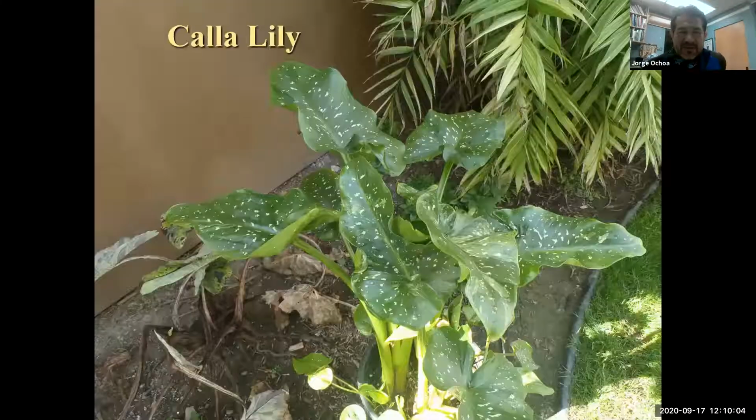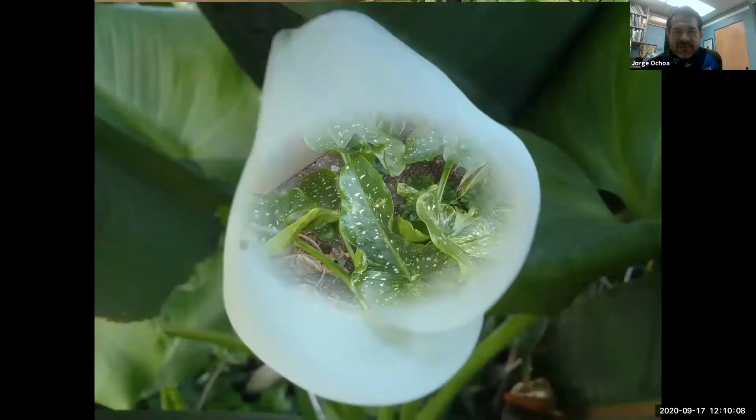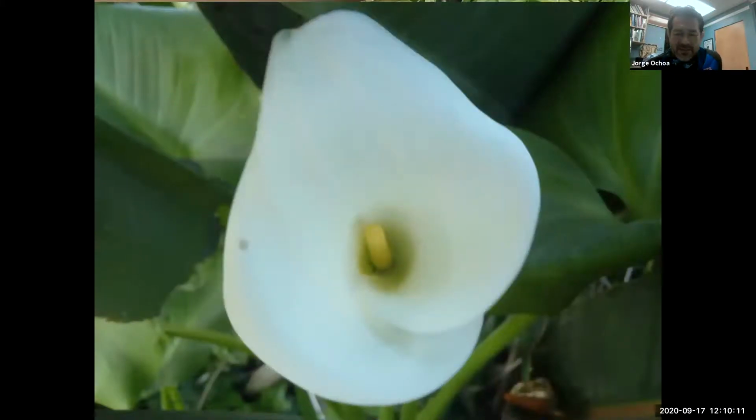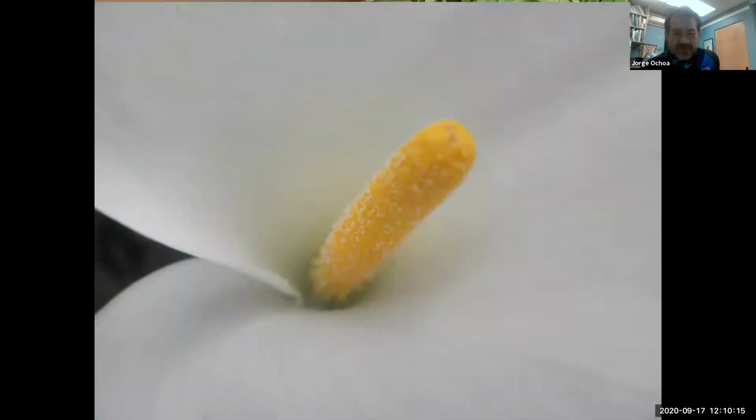So be aware and be ready. The calla lily, different forms. Most likely the white that you may have seen for funerals. So it is popular for funeral, the flower. Here you see the yellow spadix with the white pollen that is being shed.